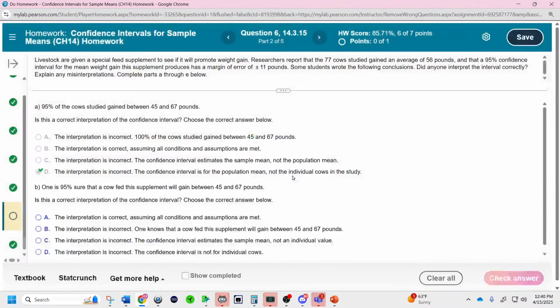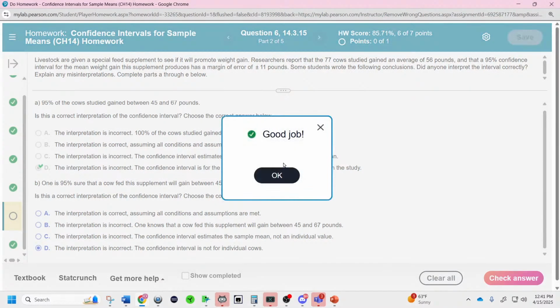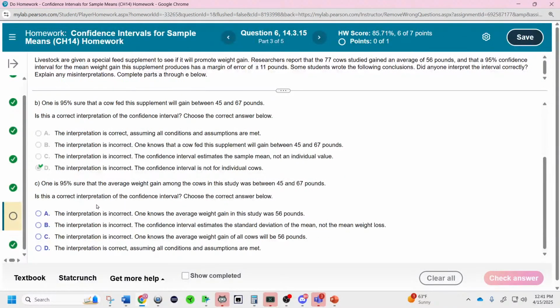That sounds right. I don't like the way they phrase it. One is 95% confident that a cow, no, it's about the average for all cows. So the confidence interval is not a single cow, it's about the average of all cows. One is 95% sure that the average weight gain among the cows in the study, no, we're not trying to estimate for the cows in the study, we're trying to estimate the population. So we know what the cows gained in the study. They gained an average of 56, and then we're trying to estimate the truth for all cows, which 56 plus or minus 11 is the truth for all cows.